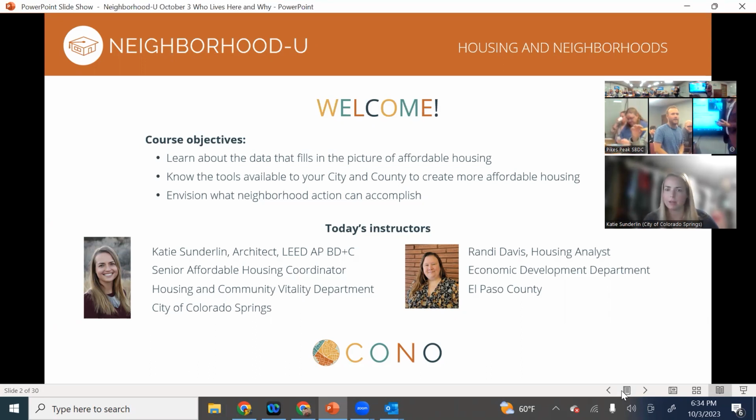Hi, everyone. My name is Katie Sunderlin. I'm the Senior Affordable Housing Coordinator for the City of Colorado Springs. What I do is oversee all of our affordable housing activity, from new multifamily construction to affordable home ownership to down payment assistance to community land trusts, really just the whole spectrum of housing that we work on.